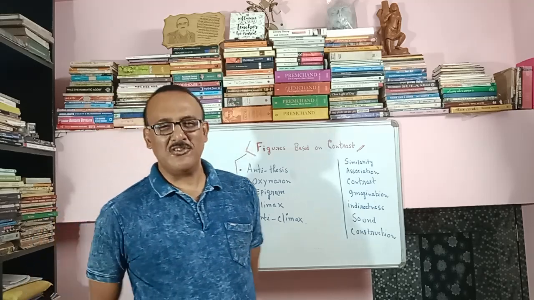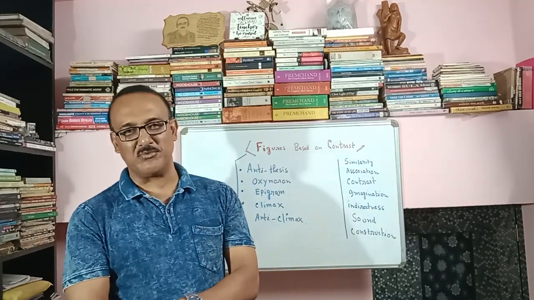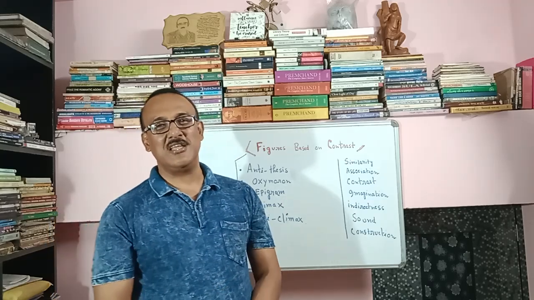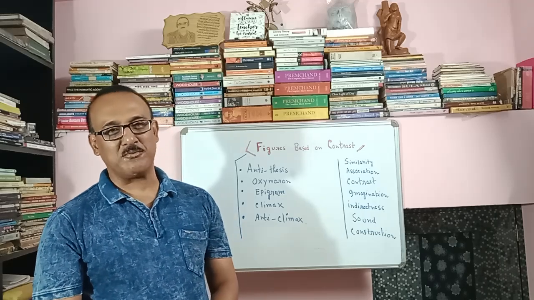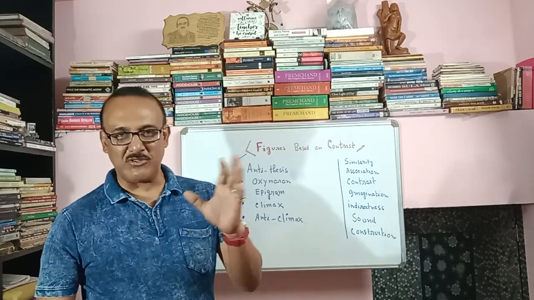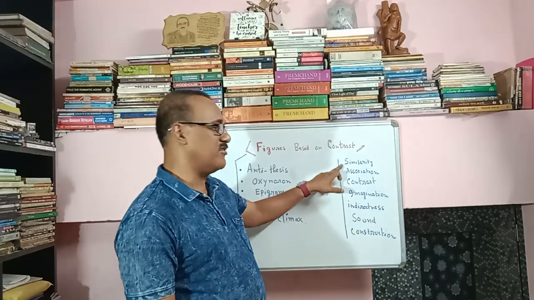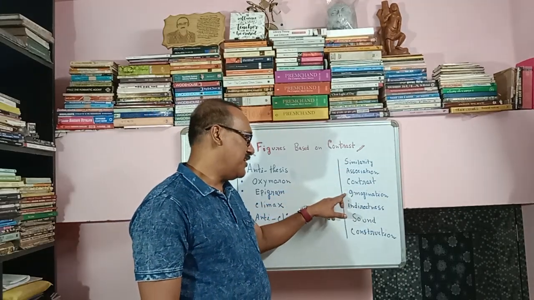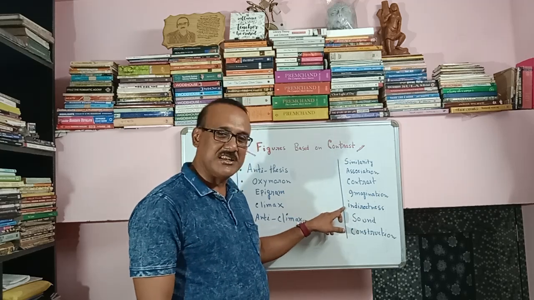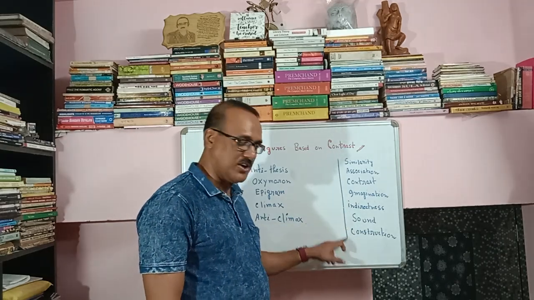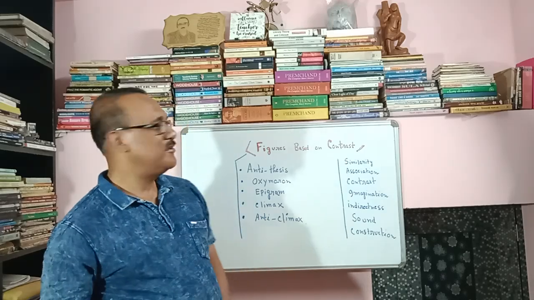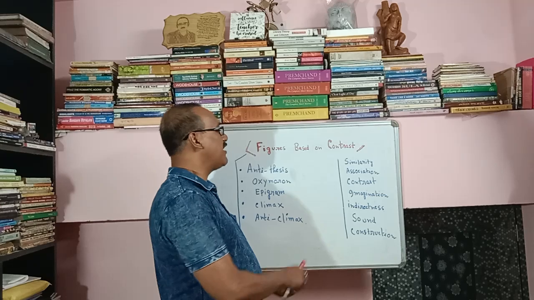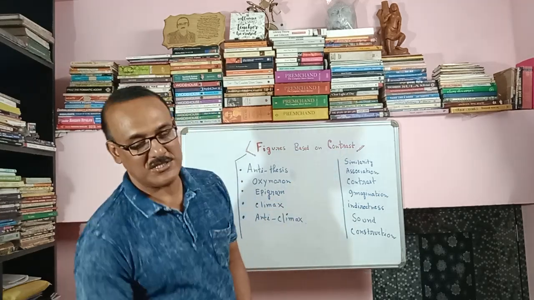In this video, especially for the students of second semester, we know that rhetoric, figures of speech, can be divided into 7 types: figures based on similarity, association, contrast, imagination, indirectness, sound, and construction. In this video, I will today discuss figures based on contrast.